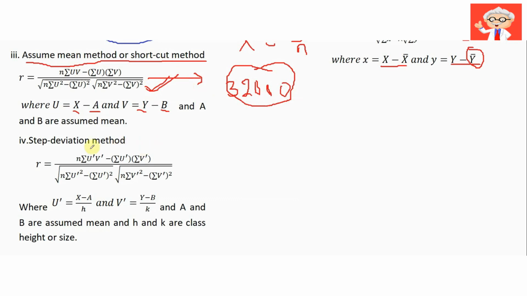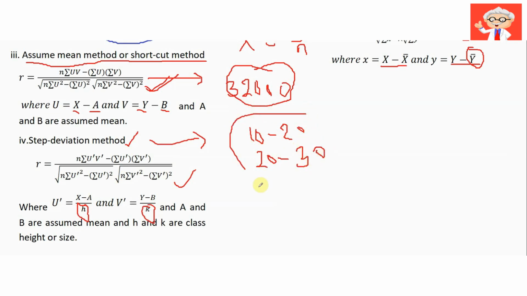Another method is the step deviation method. This method is also useful when we have voluminous data as well as fractional data. At that time we can use this formula. This formula is much more useful when we have a class height, that is, k is the class height or class size. If our data are given in ranges like 10 to 20 or 20 to 30, that is, in class form, then we can use this formula.